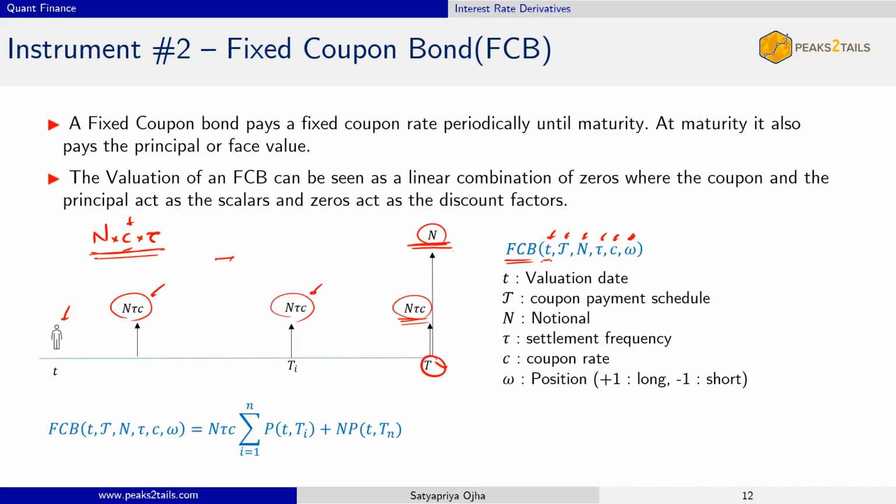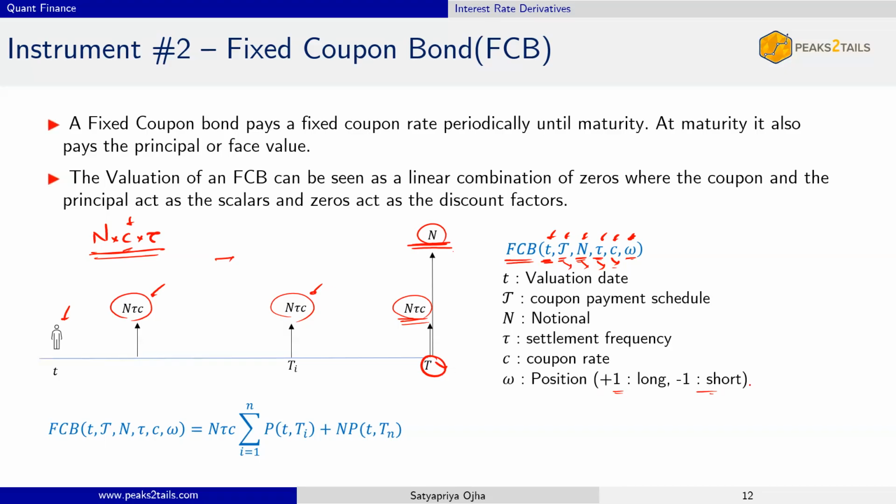So see, this is a time element, the calendar date, when you are trying to value that. This is the schedule, when the coupon payments are defined in the contract. Notional, again, contractual parameter. Tau, contractual parameter. What is the settlement or payment frequency? Coupon rate C, contractual parameter. Omega is just the position. If you are long, then +1. If you're short, then -1. So these are the input parameters that you need.